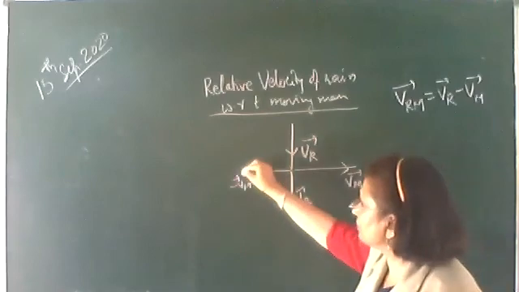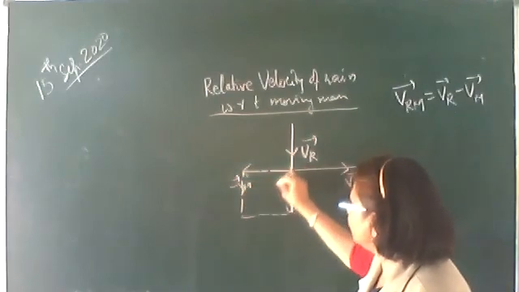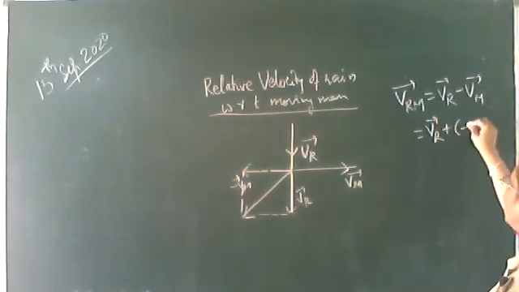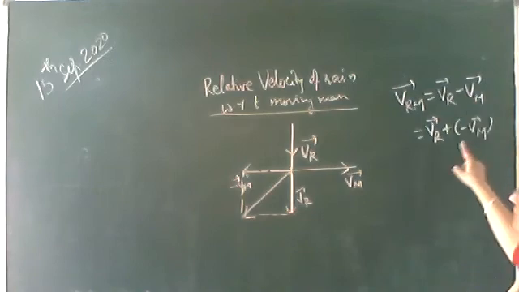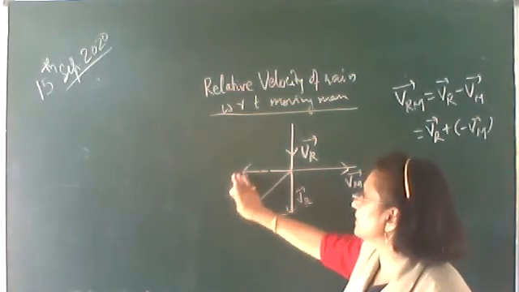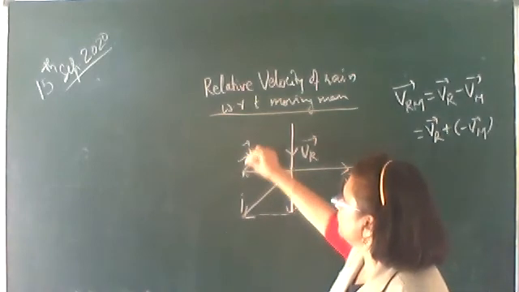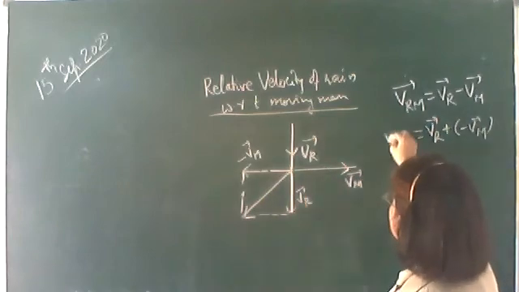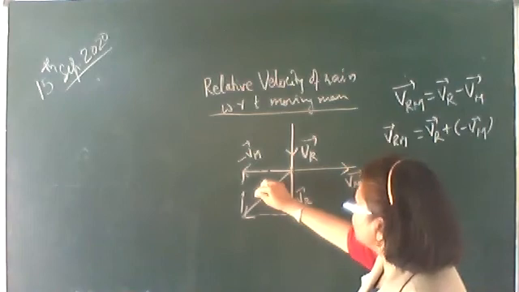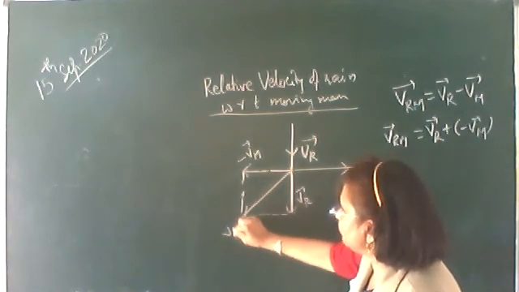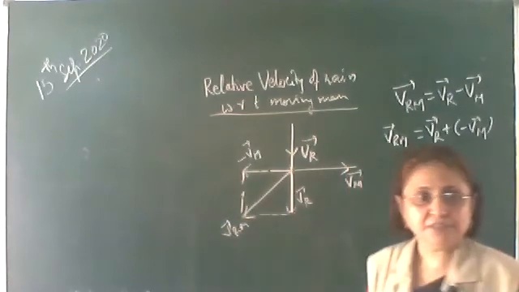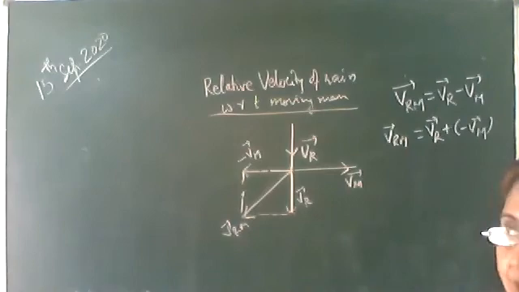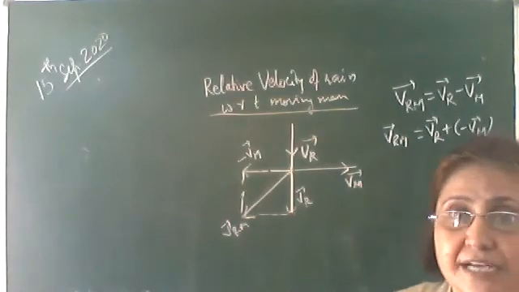Now these are acting along the adjacent sides of the parallelogram, and the resultant, that is VR vector added to minus Vm vector, will give the resultant, and the resultant is the relative velocity of rain with respect to man. So this resultant is VRM vector. Now will you find out its magnitude as well as direction? Hurry up before I end the class. Find its magnitude as well as direction.